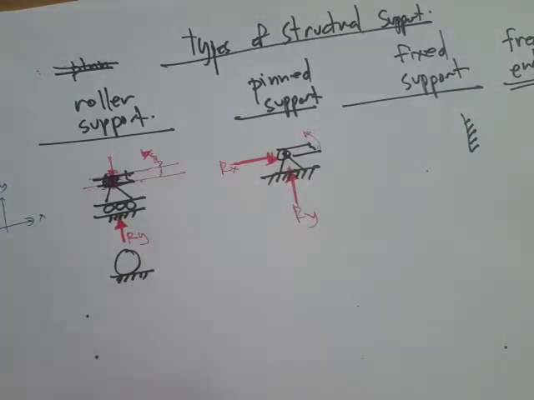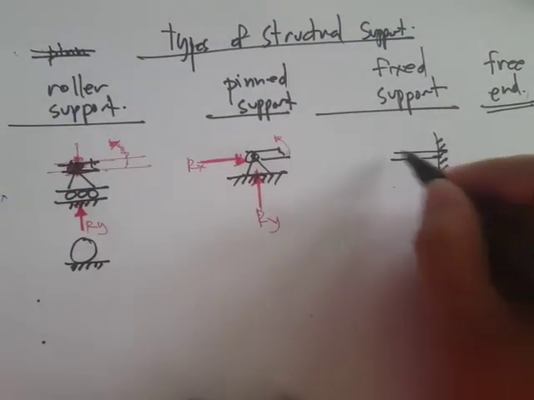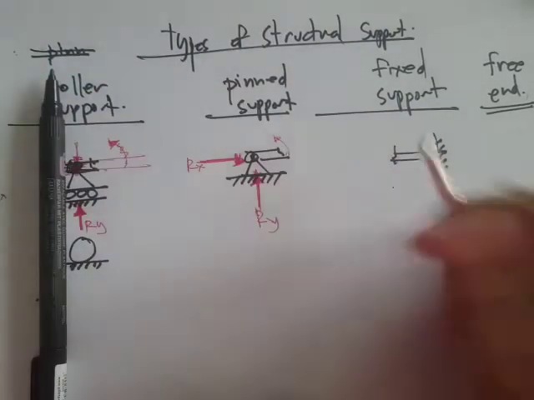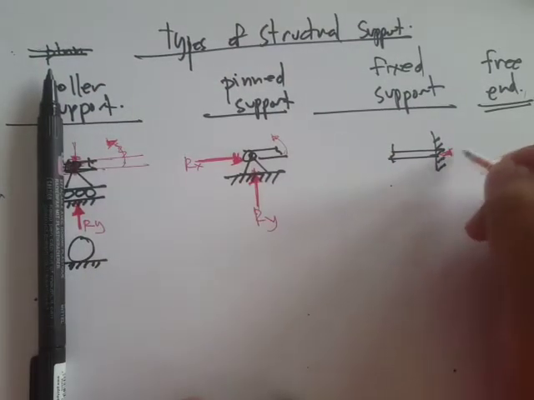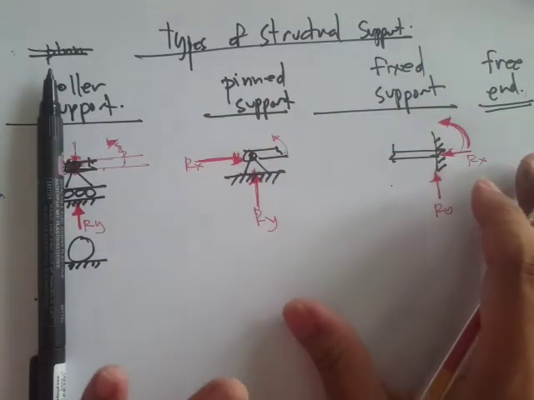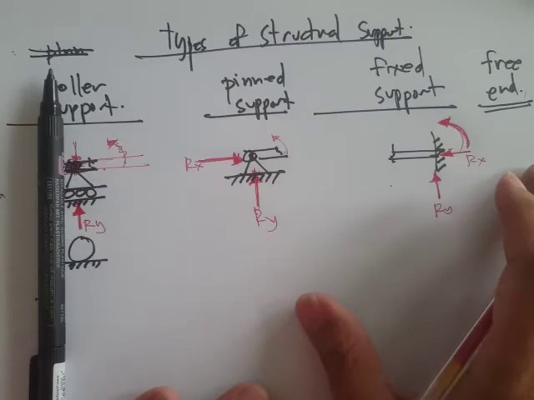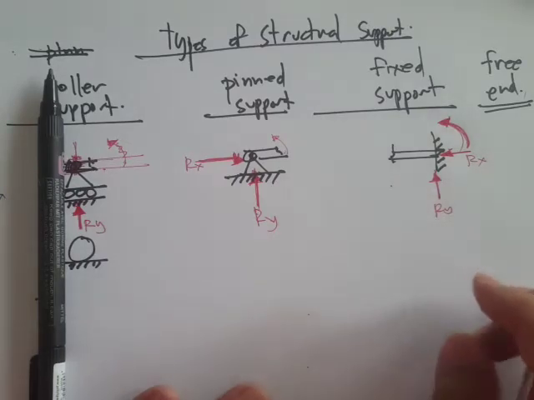Okay, for the fixed support, let's say this is the beam. The fixed support model has 3 support reactions. Okay, so we have Rx, Ry, and a moment reaction. So take note that these are reaction forces. This is not an external force. This is also not an internal force.